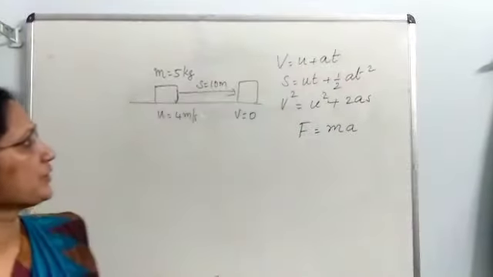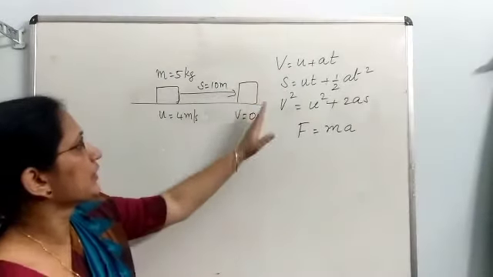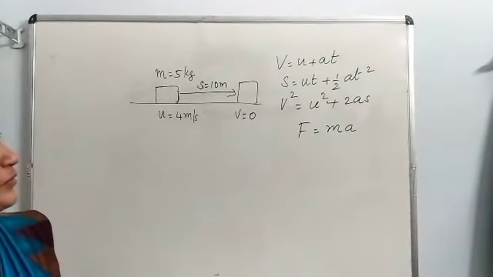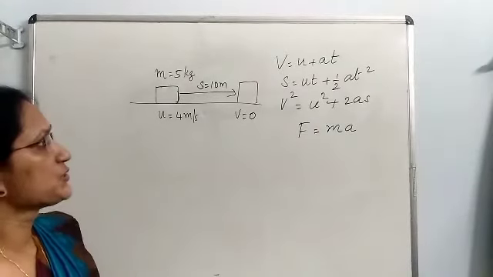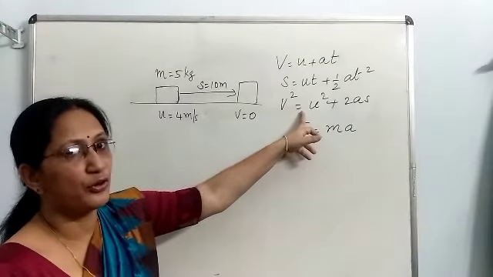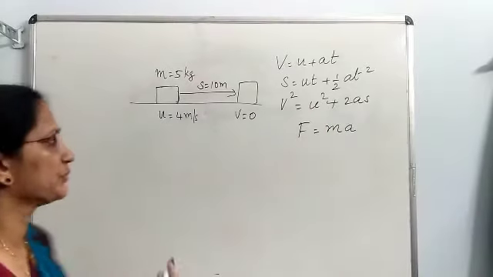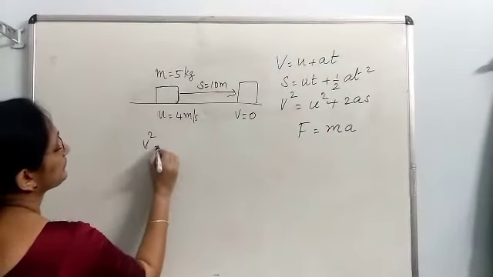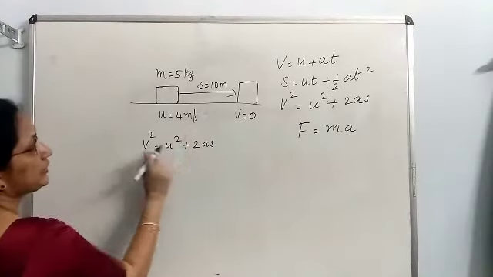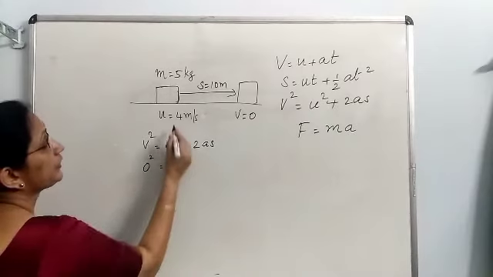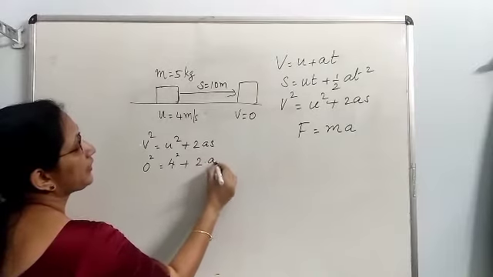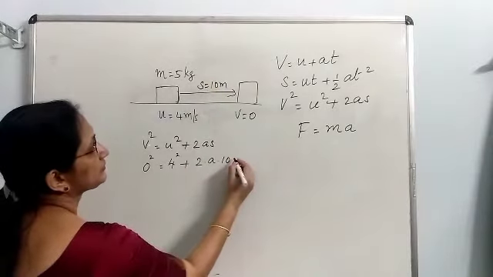So suitable formula you can select from here. S, U, V are available. Then which formula you can use? Choose the suitable formula. You can use this third formula, V square is equal to U square plus 2AS. V value is 0. 0 is equal to 4 square plus 2 into A unknown, S is 10 meter.